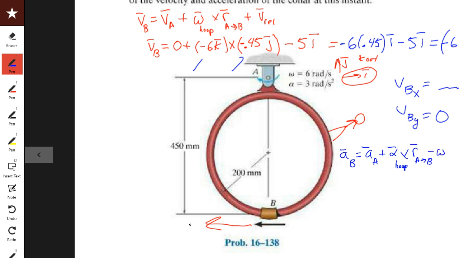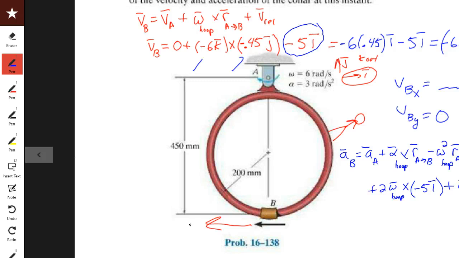minus omega squared of the hoop times RAB plus 2 omega hoop cross VREL. The VREL I had up here, this was the VREL right there, minus 5I, plus AREL.